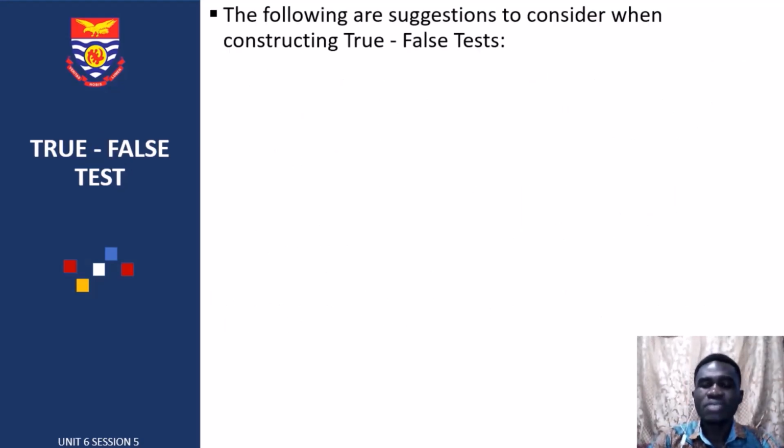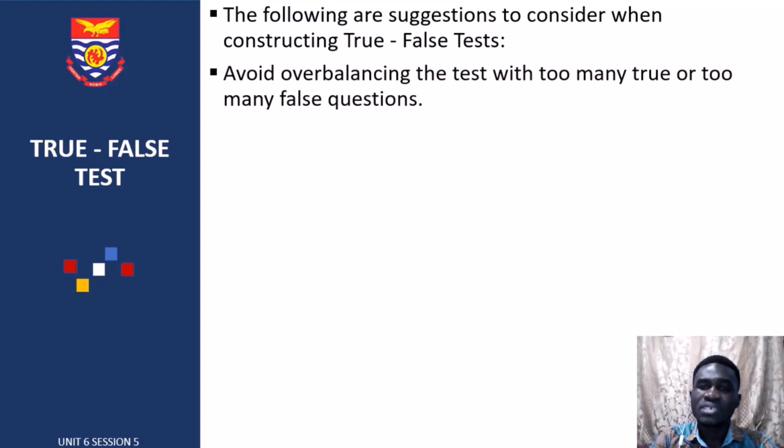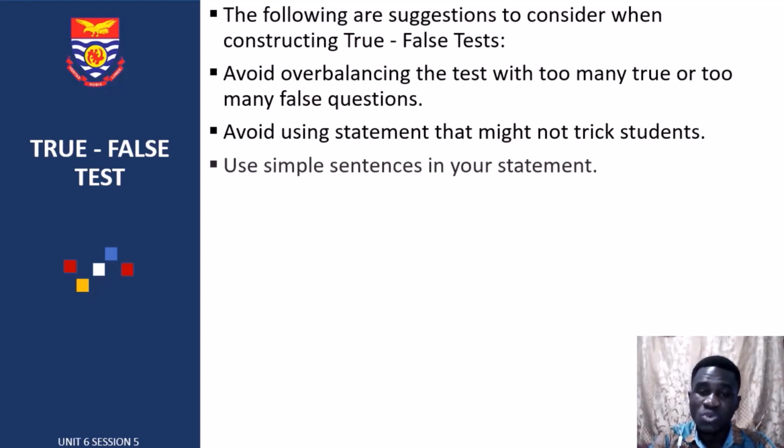The following are some suggestions to consider anytime you are constructing a true or false test. Avoid overbalancing the test with too many true or too many false questions. Try as much as possible to ensure even distribution of the questions. As much as possible, use an equal number of true and false, but they should be mixed up. And avoid using statements that might not trick students. Do not use the same language as in the textbook. Once you do this, students will just memorize, and once they memorize, they see it and are able to know whether it is true or false.